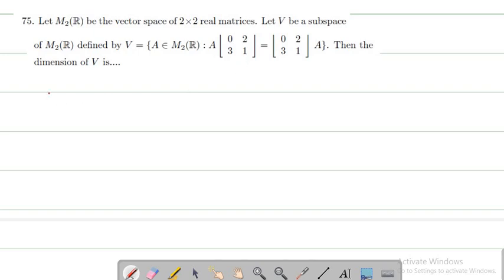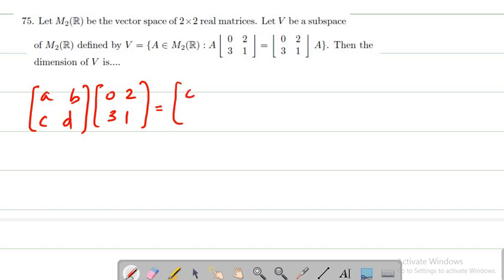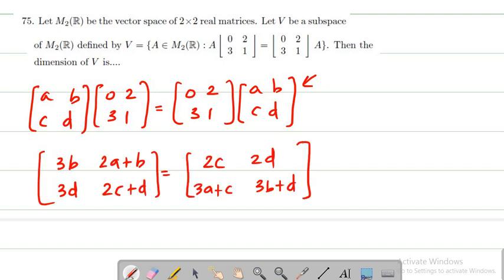So it's enough to take, say, a matrix of the form A, B, C and D. It is commuting with the matrix 0, 2, 3, 1, and we are asked to find out the dimension of that particular space. So it's enough to take a matrix of this form. We just take A to be this matrix A, B, C, D, multiply it, and try to find out the dimension of that space. If you multiply the matrices, you can see something of this form.